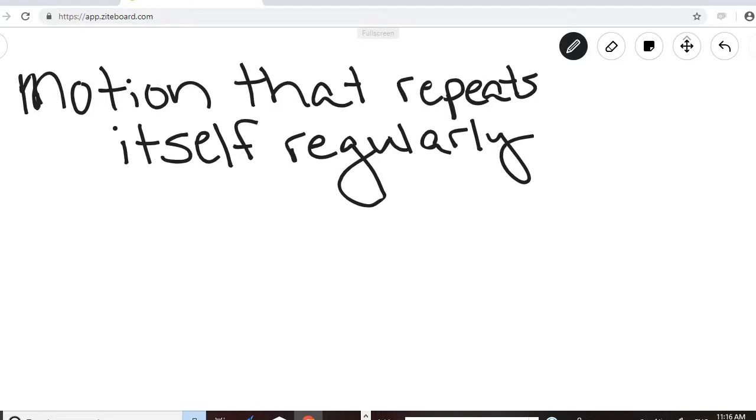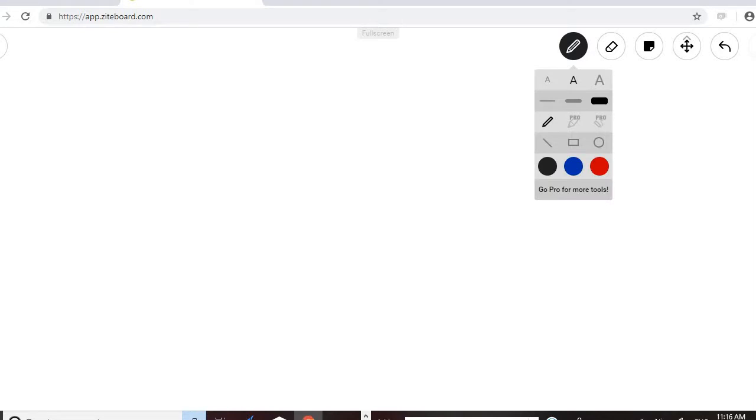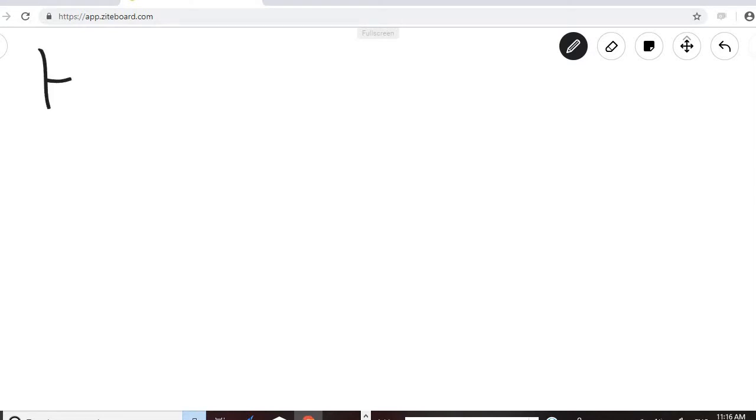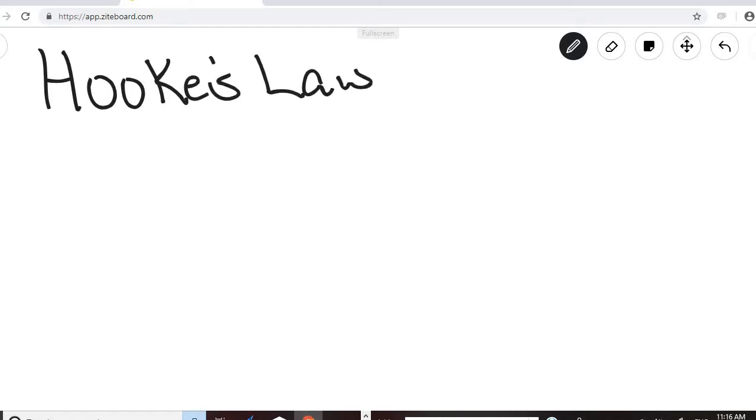So in discussing periodic motion, we need to address Hooke's law. Hooke was an English scientist in the late 1600s, and he did a number of things, but we're going to specifically focus on his work with springs.